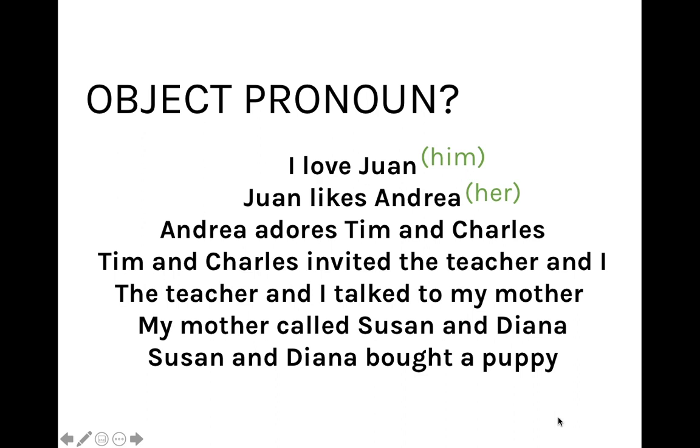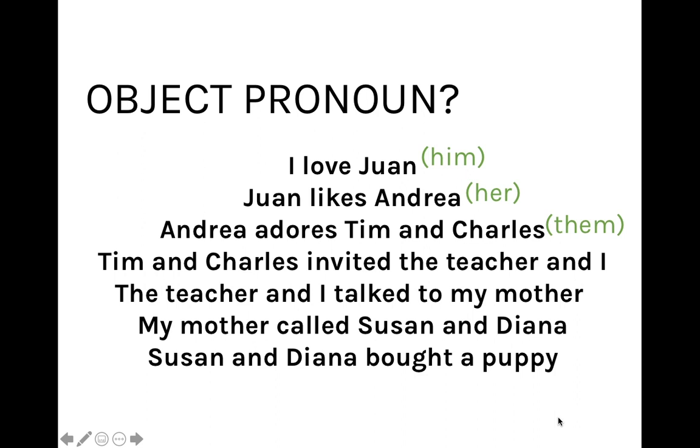Andrea adores Tim and Charles. Which one is the verb? Adores. And which one is the object of the verb? Tim and Charles. So, the object pronoun we use to replace Tim and Charles is them.